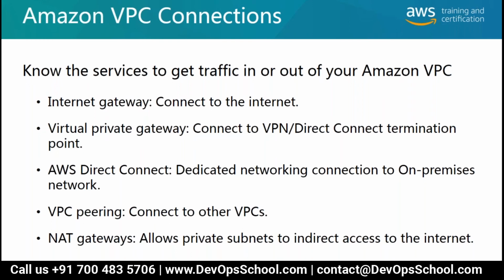Direct Connect is something different. And then there is VPC peering. VPC peering is a service to allow connection between two or multiple VPCs. If you want to connect between different VPCs, VPC peering is a solution. And lastly, what are NAT gateways? NAT gateways are services which allow private subnets to get access to the internet.